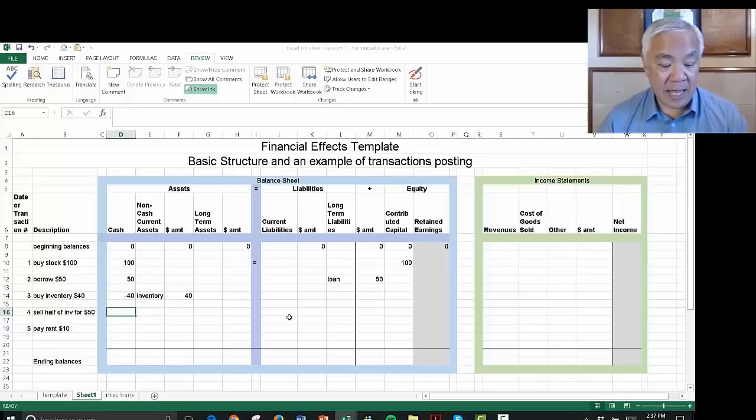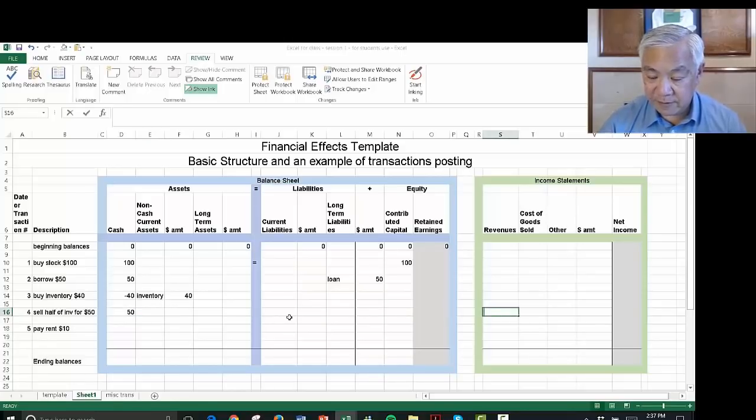Next, we sell half of the inventory we just bought to a customer for $50. So this one's a little tricky. It's recorded in 2 sections. First, we record the revenue side, then we record the cost of goods side. So let's start with the money side. We got $50 in cash. Customer paid us $50. So cash goes up by 50. And we have revenues. So way over here, we have revenues of 50.